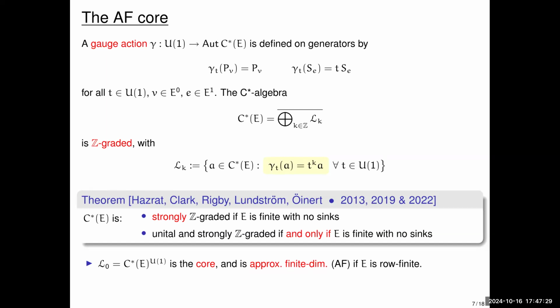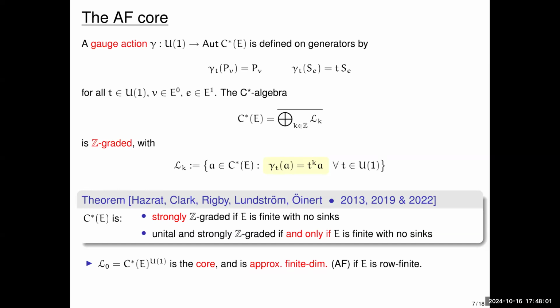Sorry, Adam, you want to ask a question? Yes, I'm not so sure that in this theorem the second condition is the same in those two bullets, yes? E is finite and with no sinks. Yeah, one is only a sufficient condition, and the second one is sufficient for strong grading, and is also necessary if you want a strong grading and the unital system. So this is correct. Yeah.